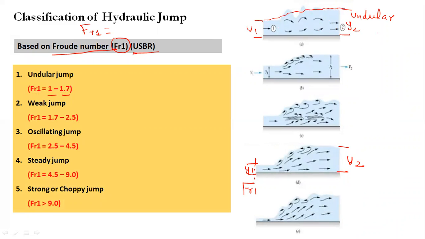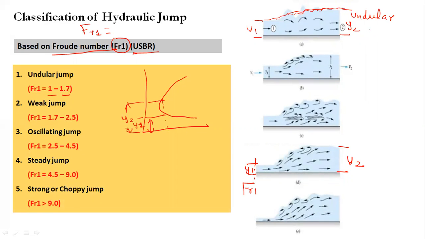So if you see the specific force curve, suppose your Froude number is very less. Suppose you are here. So the sequent depths, this is y1 and this is y2. The difference between sequent depths is not that much. So undular jump is just a jump in which you can see the surface is slightly ruffled. That's it. So this is the first type of jump classification, that is called undular.